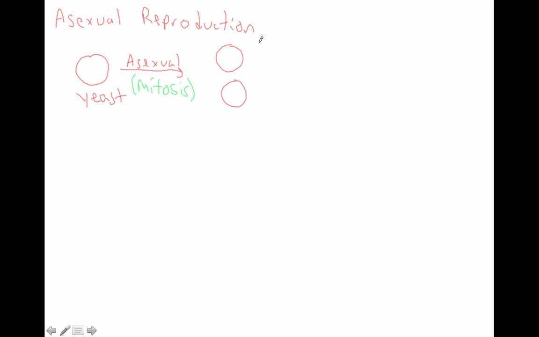So let's list some advantages and some disadvantages of asexual reproduction by mitosis. So some advantages. One of the advantages is that you only need one parent. Just like we see up here with the single-celled yeast, it divides by mitosis, creating two new cells. No other parent is needed. Another advantage, it reproduces quickly. So let's say quick reproduction.